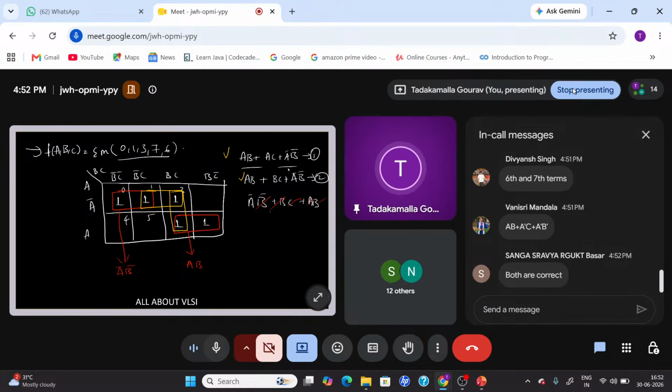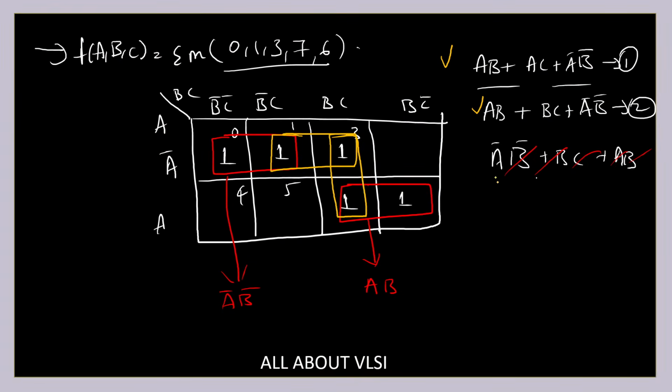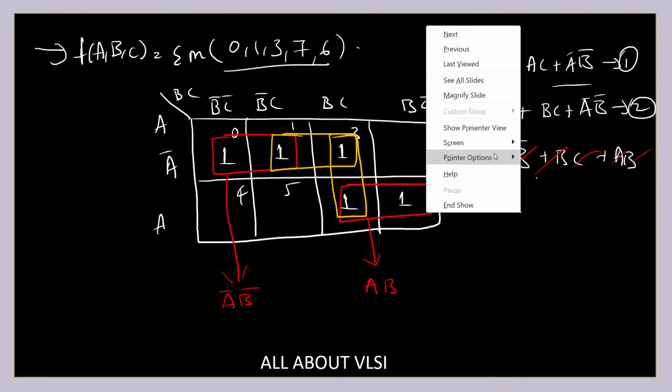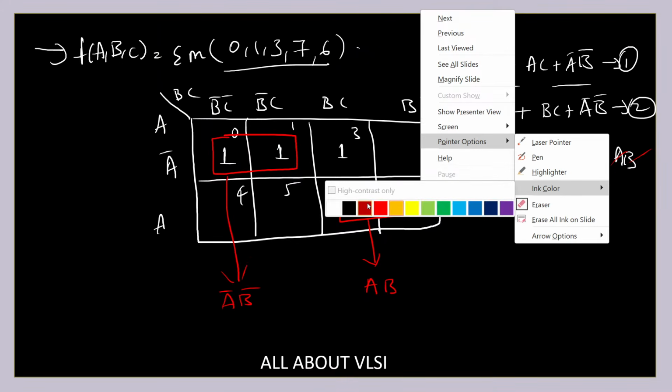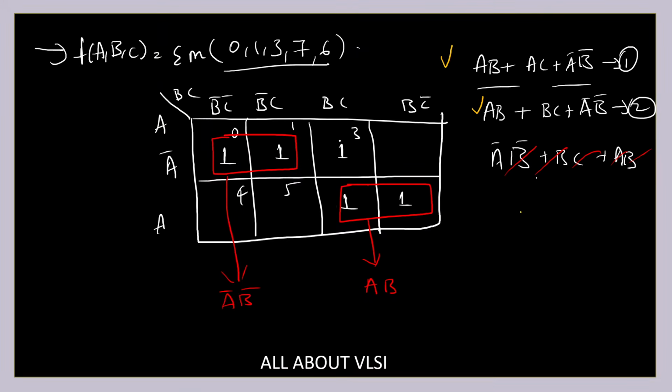Exactly. Both are correct. Here we cannot basically judge that this is correct or that is correct. Both solutions are correct because this kind of situation is known as selective prime implicant. So what do you mean by selective prime implicant? Over here, if you carefully observe minterm number three, I can group it either vertically or horizontally. So here I have two choices, two selections. That's the reason this is known as a selective prime implicant.